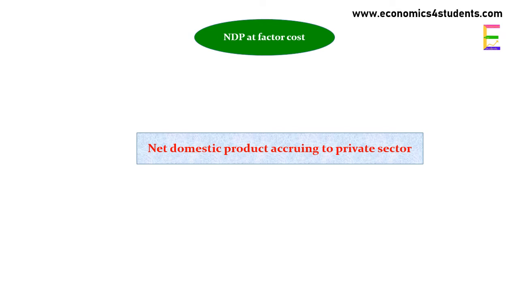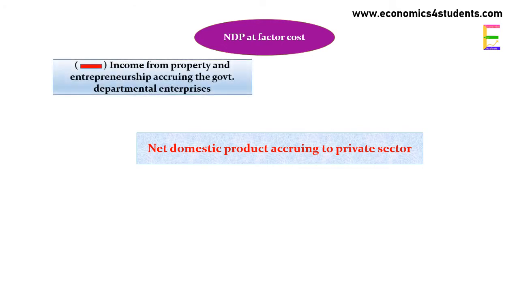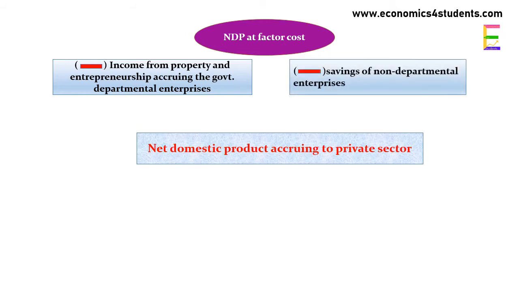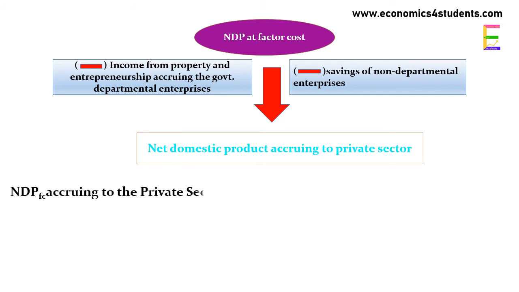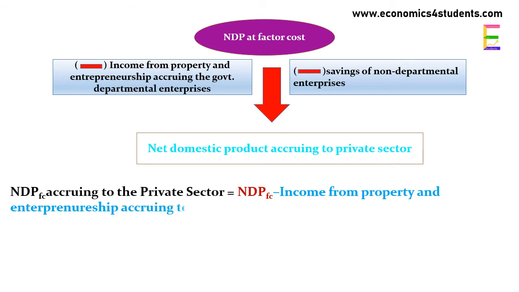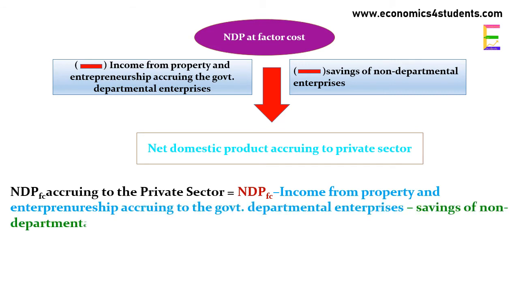So, it is part of net domestic income at factor cost, which doesn't include income from property and entrepreneurship accruing to the government departmental enterprises and savings of government non-departmental enterprises. Therefore, net domestic product accruing to the private sector is equal to NDP at factor cost minus income from property and entrepreneurship accruing to the government departmental enterprises minus savings of non-departmental enterprises.